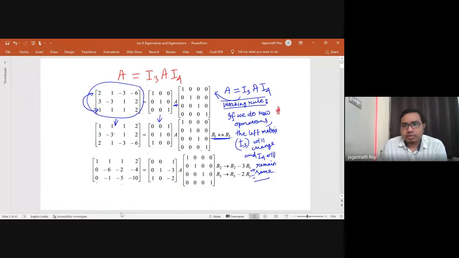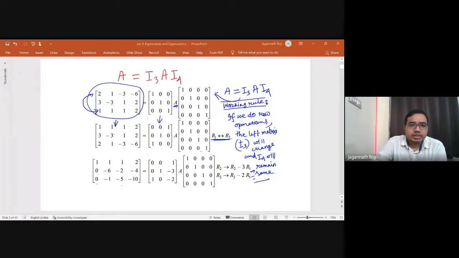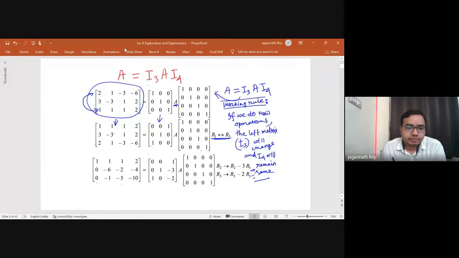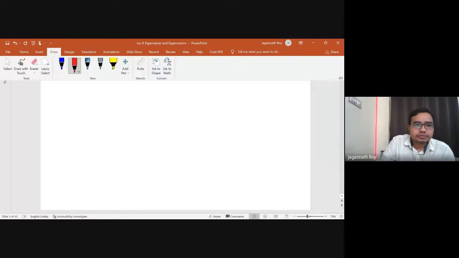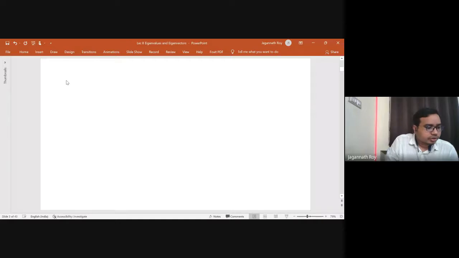Now Raghuram has asked about the logical reason behind this. Why is such an event happening? For that, we have to understand some more operations that initially I have skipped. I will explain those operations now. They are called elementary matrices.